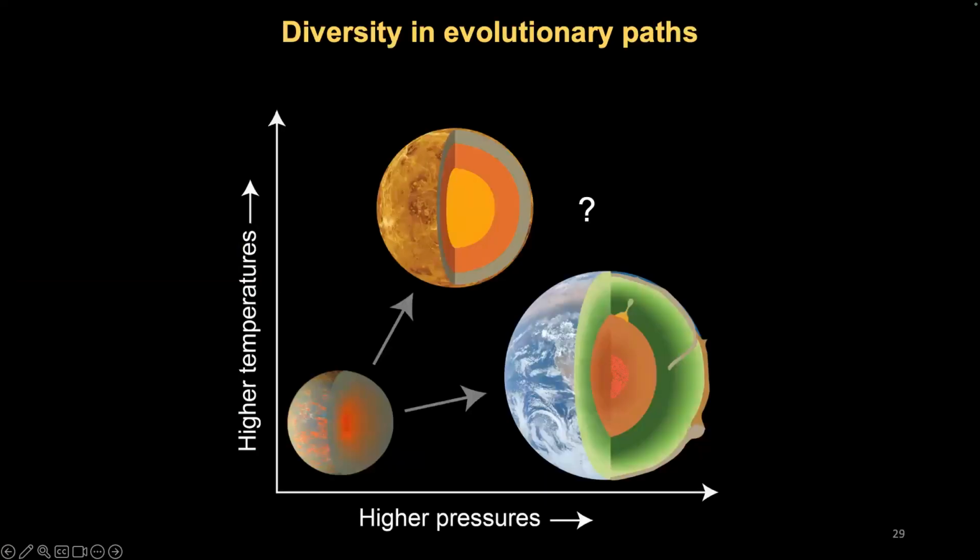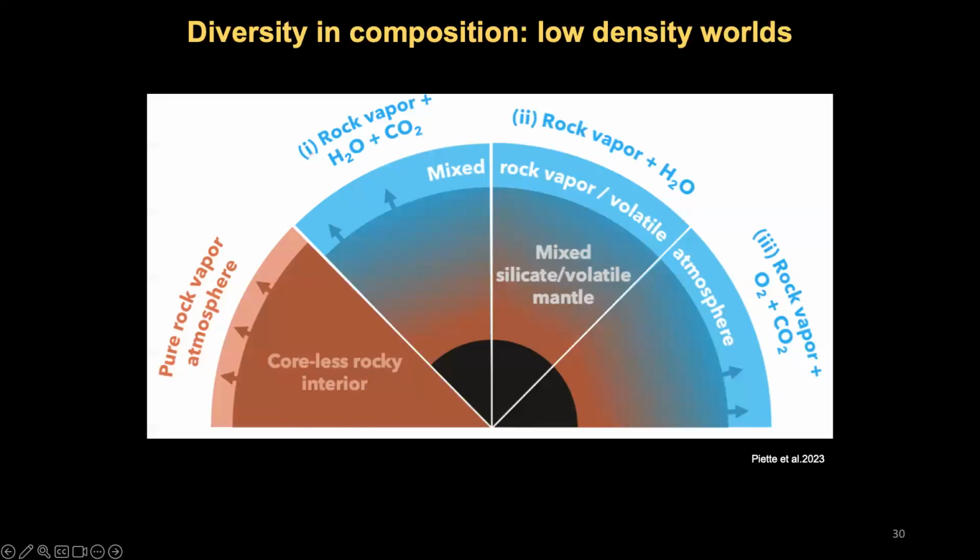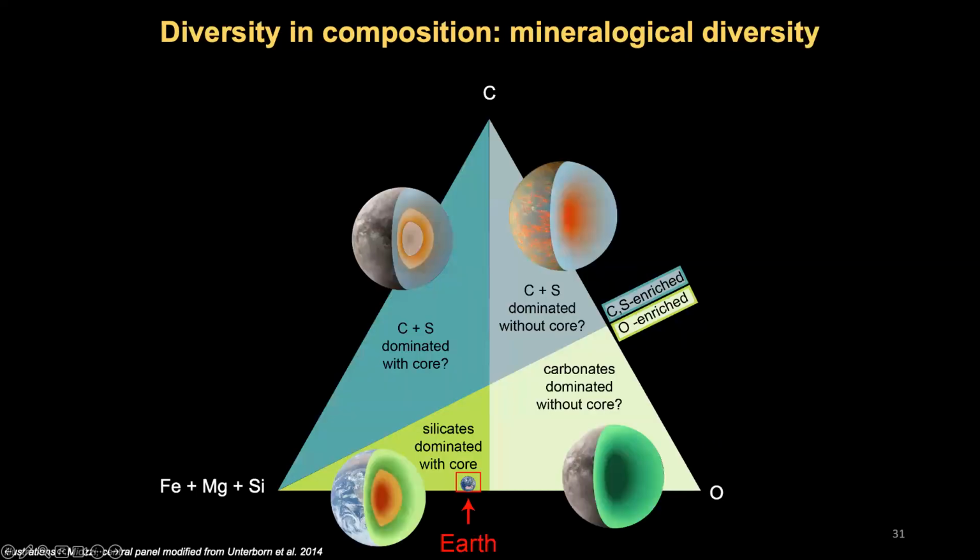Diversity in evolutionary path: what led to the deep divergence between the Earth and Venus is a question that can be really applicable to exoplanetary systems. Diversity in composition means not only ice and water. We now have low density worlds that might incorporate a lot of water inside, but also diversity in the main mineralogical components.